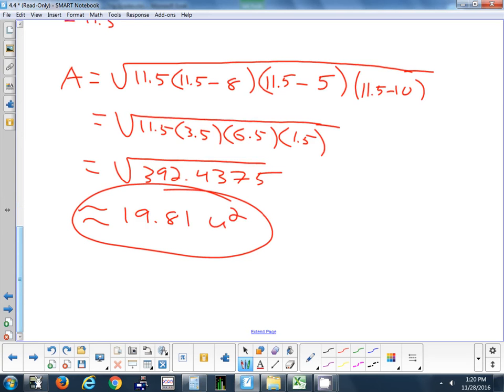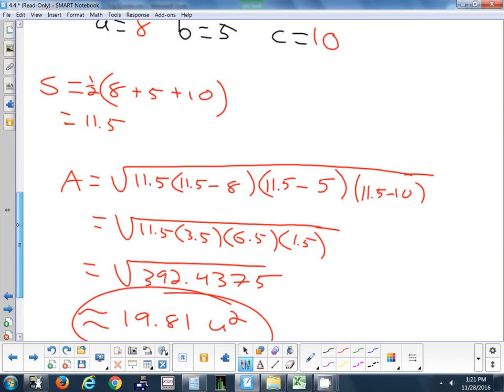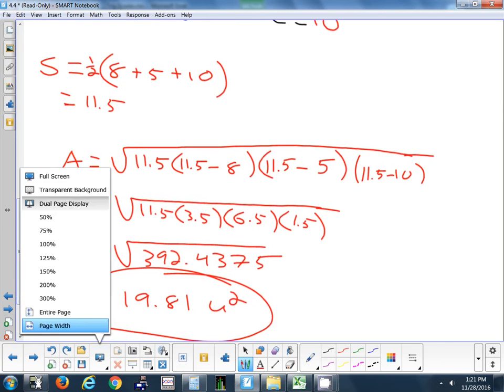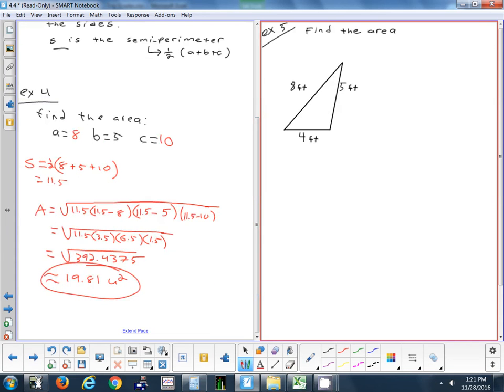Okay, if you don't like Heron's formula, do it with law of cosines instead. You'll get the same thing. Okay, any question on Heron's formula there? All right, let's see.